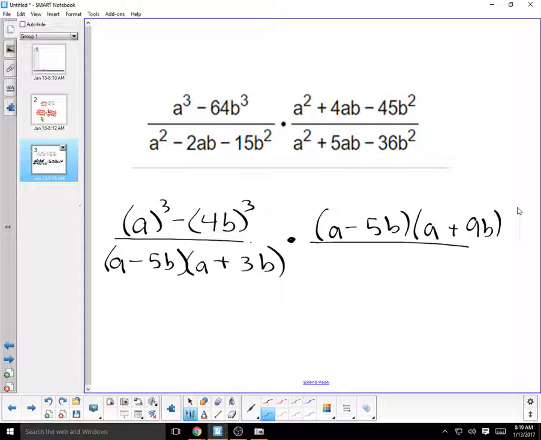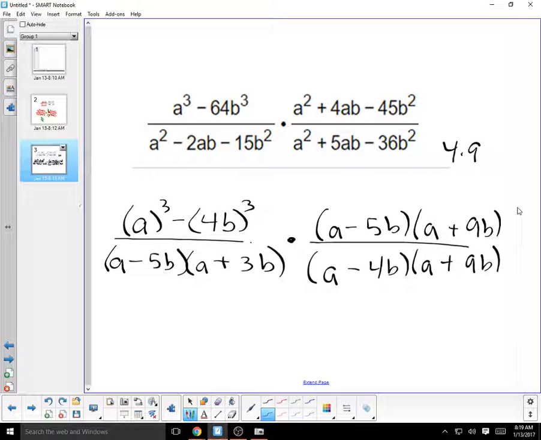Four times something maybe? 9 and 4? There you go. So A, 4B, A, 9B, and it looks like the 9's have to be positive. So it looks like, there we go.